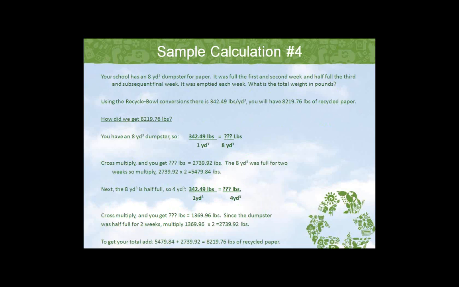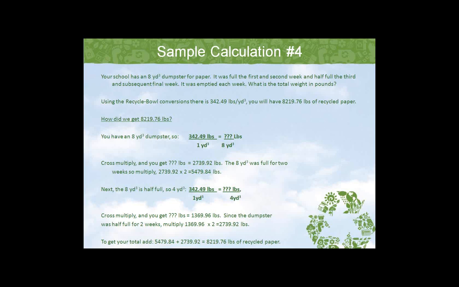For our fourth and final sample calculation, you found your school has an 8 cubic yard dumpster for paper. It was full the first and second week and only half full the third and subsequent final week. But it was emptied each week. What is the total weight in pounds? Using the recyclable conversions, there's 3.42 pounds per cubic yard. So you'll have 8,219 pounds of recycled paper.